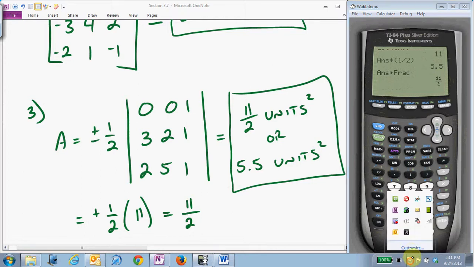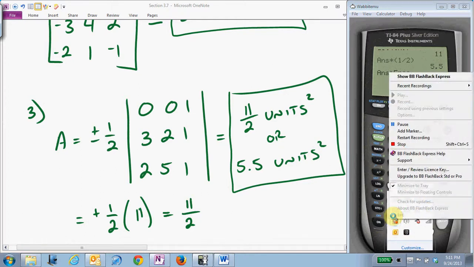If you have questions, let me know in class. Otherwise, that's the end of section 3.7.